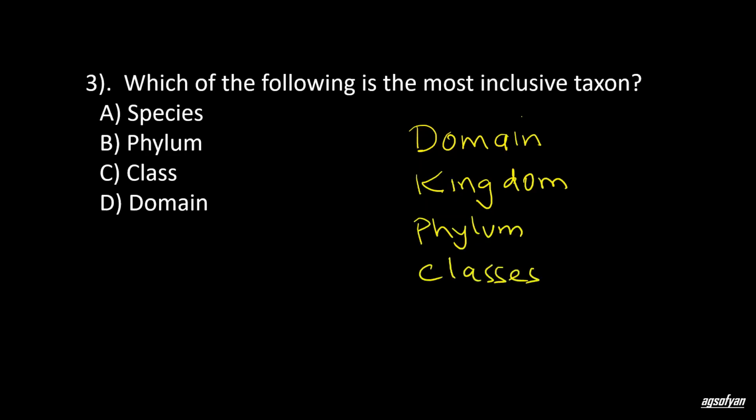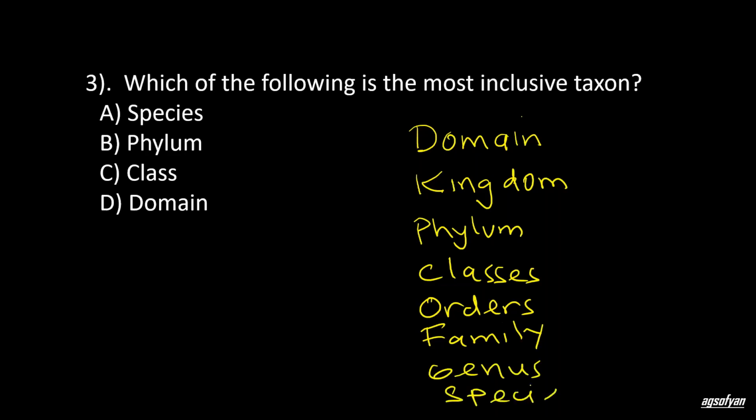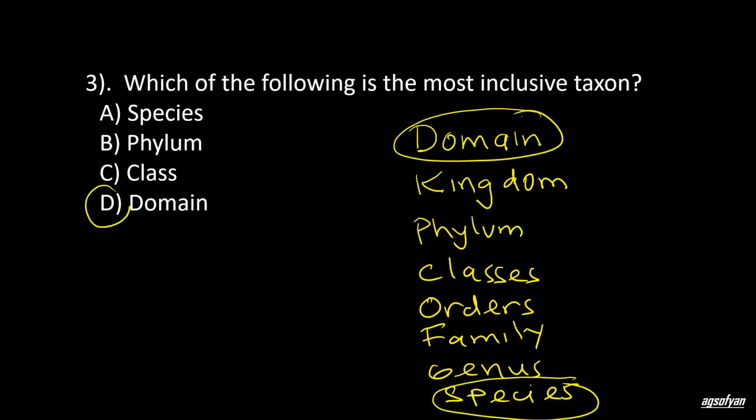Okay, and then under the classes, there are orders, family. Okay, under the family, there is a genus or genera, and then finally species. Okay, so if you see this one, the most inclusive one will be domain. The most exclusive one will be the species. Okay, so the answer for this will be domain.